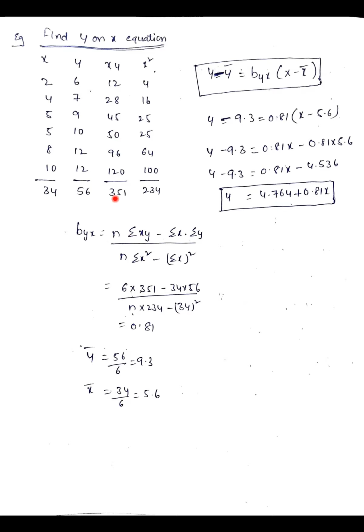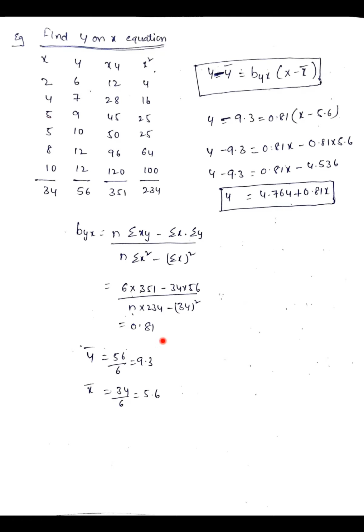You will get this summation xy value minus summation x. We have to add all these values, and summation y, we have to add all these values, divided by n. Here n means the number of observations, which is 6 in total. And summation x square means you make the square of each x and add all the values, minus summation x whole square. You will get 0.81.